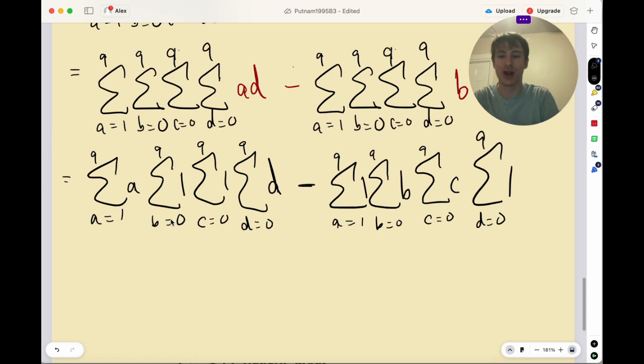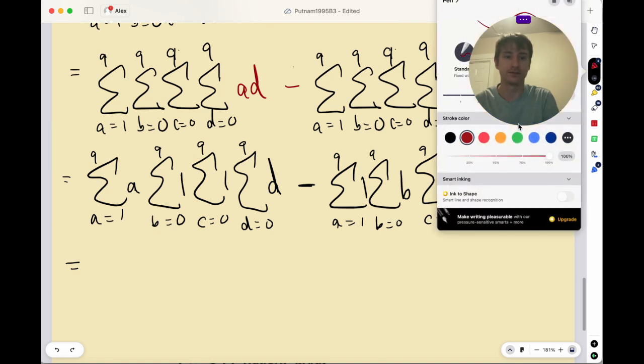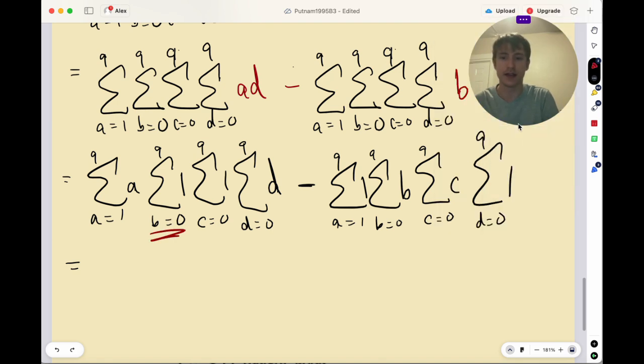Okay, so what I can do is recognize that the sum of 1, if I just keep repeating 1 nine times and adding that up, is going to be 9. Or actually, it's going to be 10, because we do start at B equals 0. So my bad. This is going to be 10. This is going to be 10.